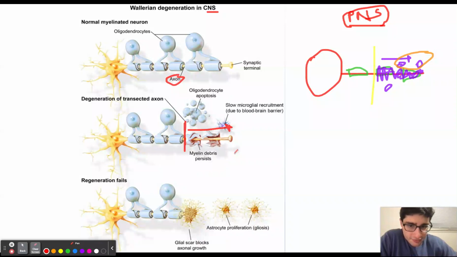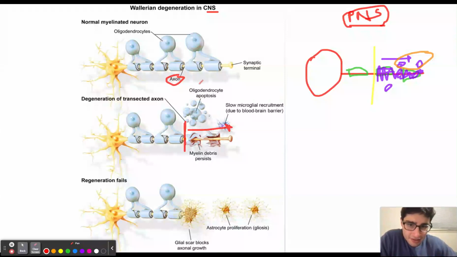The first reason why we're not going to be able to regenerate the axon and the myelin like we do in the peripheral nervous system is due to the blood-brain barrier. Macrophages are going to have a harder time coming to the brain due to the blood-brain barrier, and so they're not going to be able to engulf all the myelin debris and clear up the site to allow for new axon regeneration. That's the first reason.